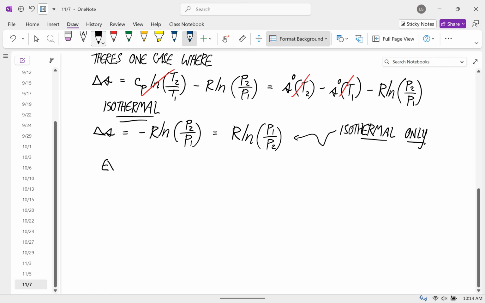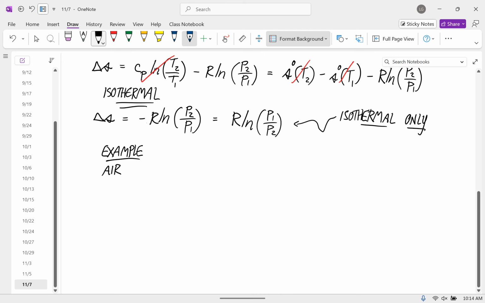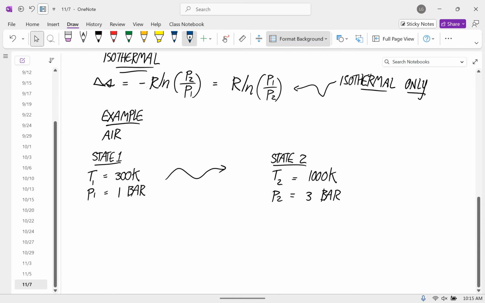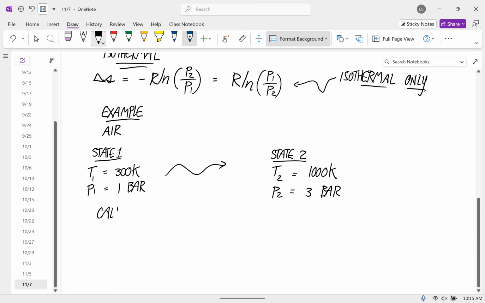Okay, let's do an example. So let's say this is air, and let's say that at state 1 we have a temperature of 300 Kelvin, a pressure of 1 bar, and then this process takes us to state 2, and we have a temperature of 1000 Kelvin and a pressure of 3 bar. And we just want to calculate the change in specific entropy.